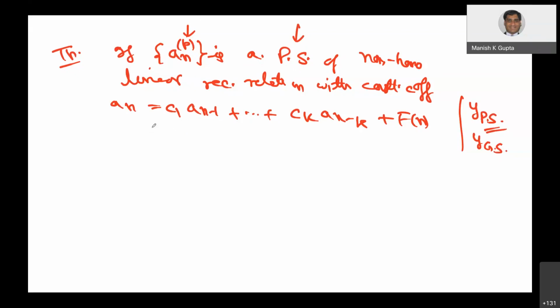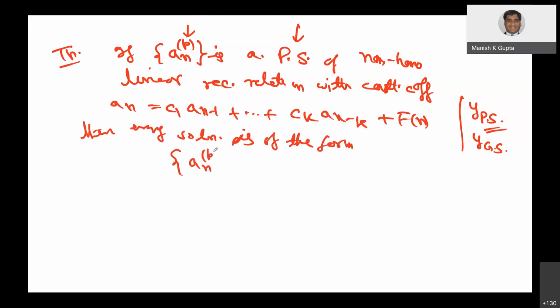Okay. So if a_n^(p) is a particular solution of the non-homogeneous equation, it means just one solution of this equation, which satisfies this equation, right? Then every solution is of the form a_n^(p), the particular solution, plus a_n^(h), the homogeneous solution.